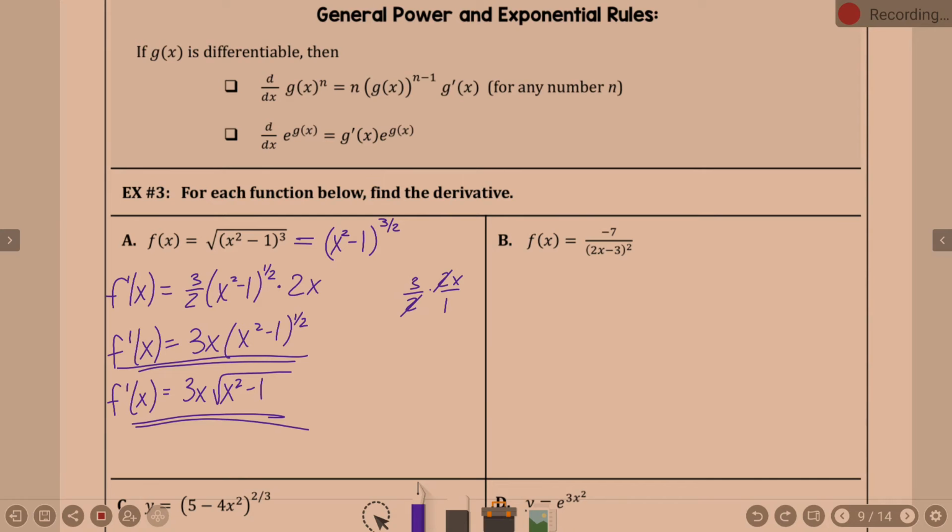-7 over 2x minus 3 squared. There's my hint. We don't want to take the derivative yet, is what I'm saying. We want to get rid of the denominator. Don't shout it out loud, please. The question you have to think to yourself for the moment is, what do we know about that denominator? How can I rewrite that? It'll be an exponent.